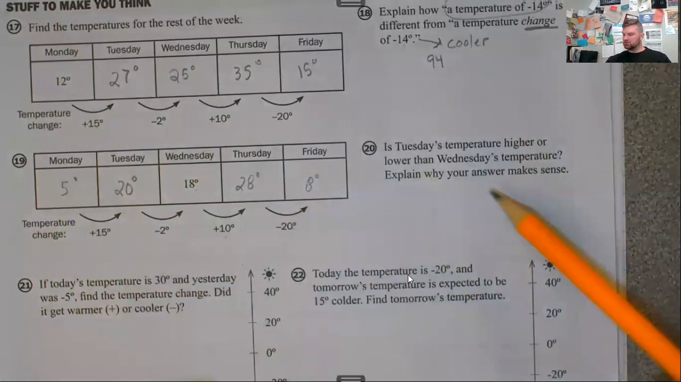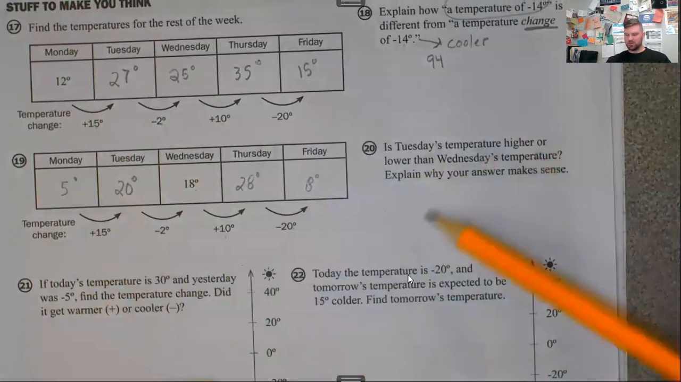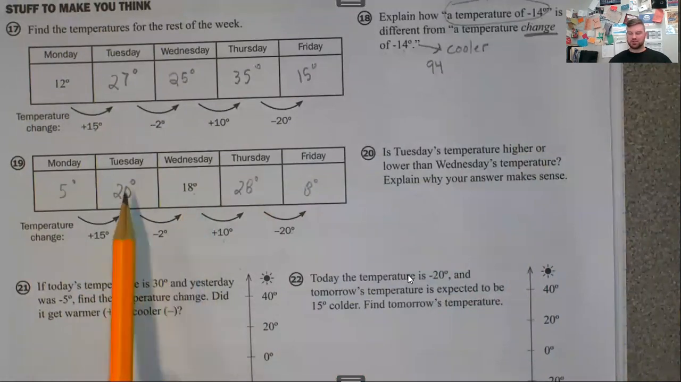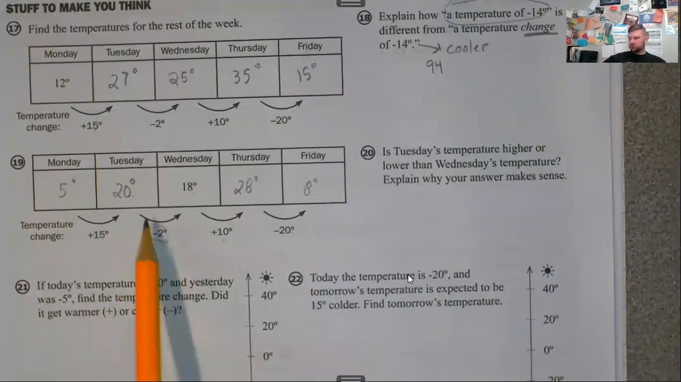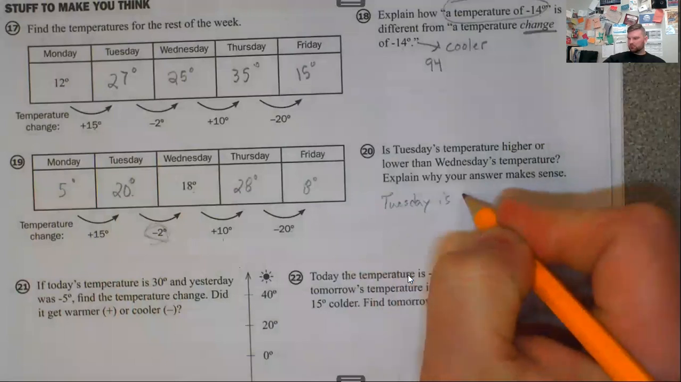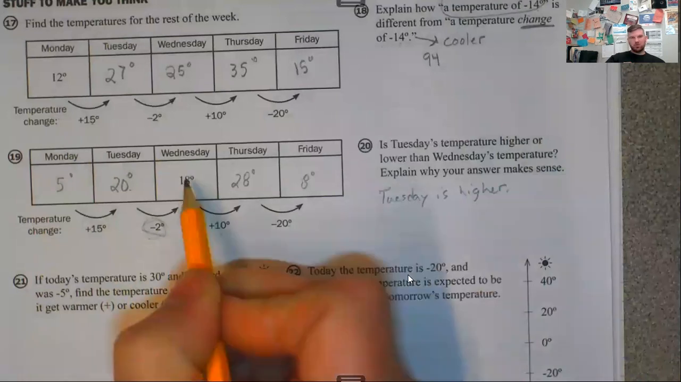Question 20 says, is Tuesday's temperature higher or lower than Wednesday's temperature? Explain why your answer makes sense. Okay, Tuesday, is it higher or lower than Wednesday's? Well, Tuesday's temperature is higher. The temperature change is negative 2. So Tuesday is a higher temperature. So when we went from Wednesday to Tuesday, we added 2.